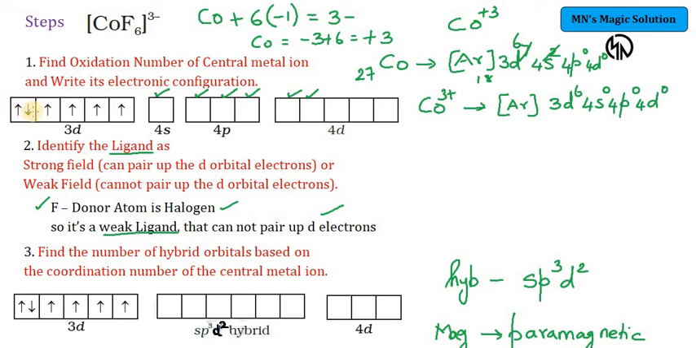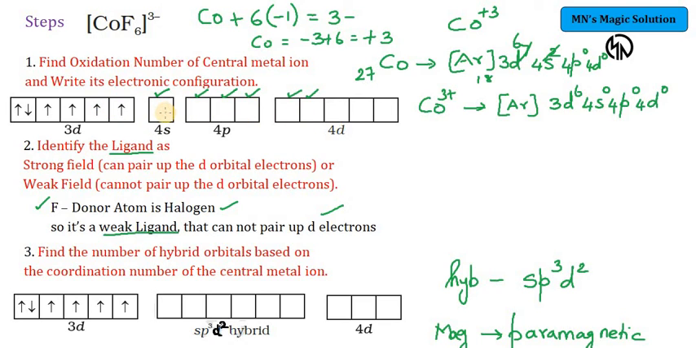Right? So now you have to identify the ligand as step 2. What is the ligand? F. F is fluorine, it's a weak ligand. A weak ligand cannot pair up the d electrons. So which orbitals will it use for hybridization? It cannot touch the d, because this is a weak ligand; it cannot push the electrons in the d. Thereby it is going to take up the vacant space after that.